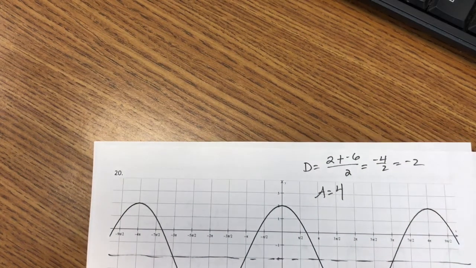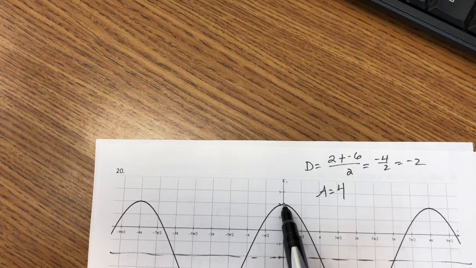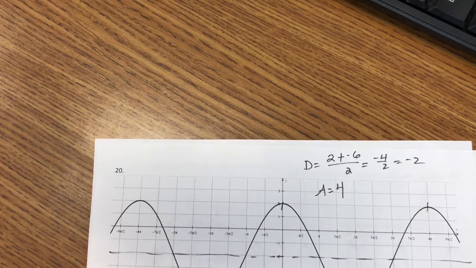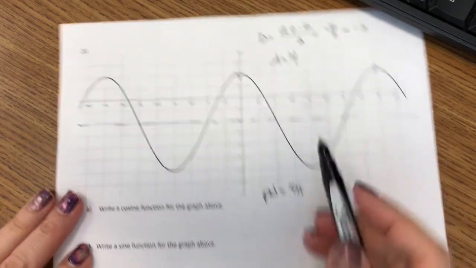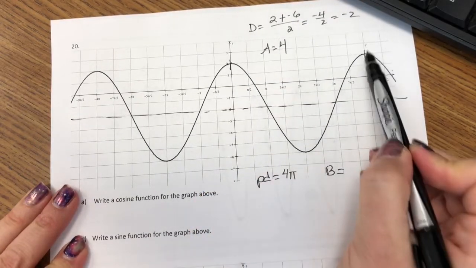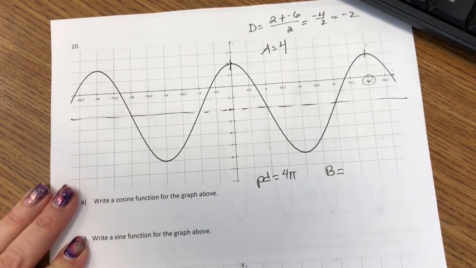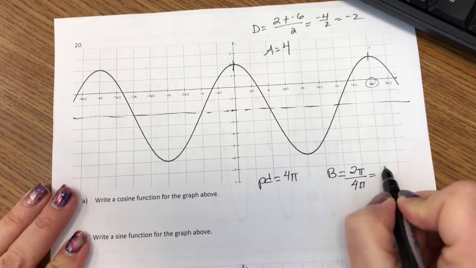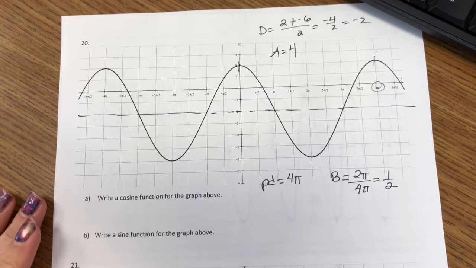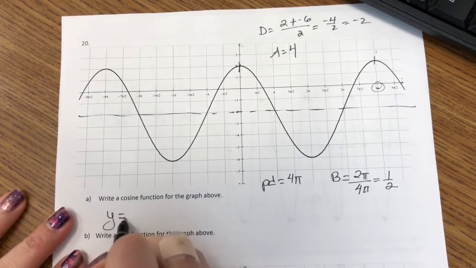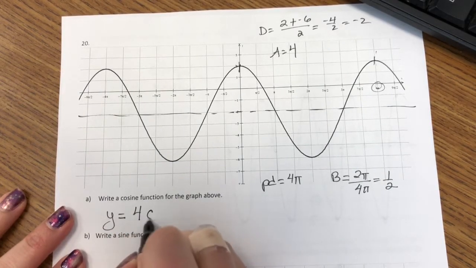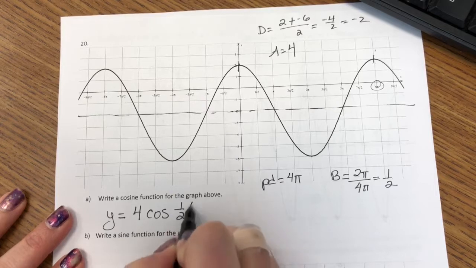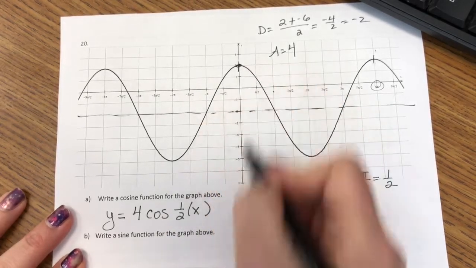The period is 4 pi. Sorry, you can't see that. Period is 0 to 4 pi, so that's 4 pi. So then B is 2 pi over 4 pi, which is a half. Cosine is the easy one because there's no horizontal shift.